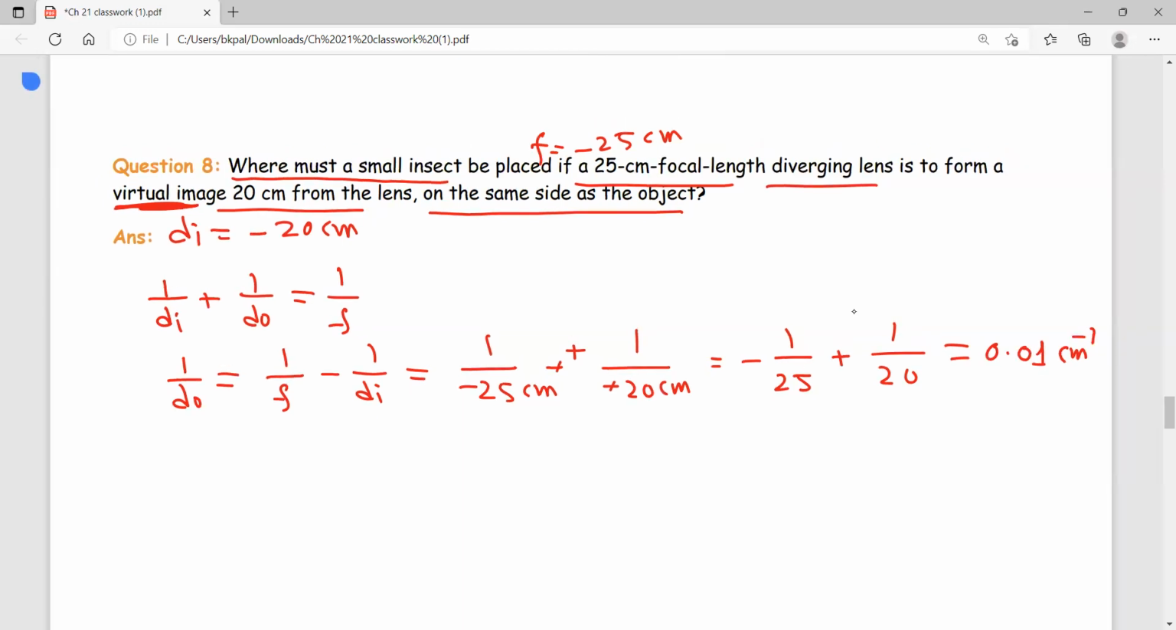If you do this math, you get 0.01 inverse centimeter. Because it is 1 over do, you just need do. So do is 1 over 0.01 inverse centimeter, and the calculator tells you that this is equal to 100 centimeter, or 1 meter. So the object should be placed 100 centimeter from the lens. All right.